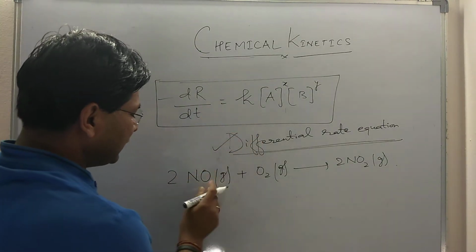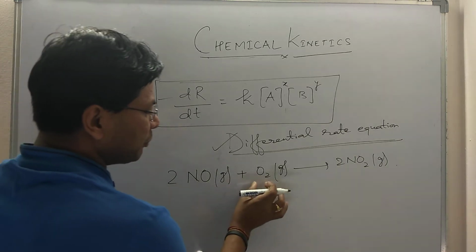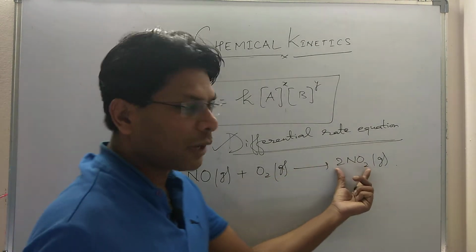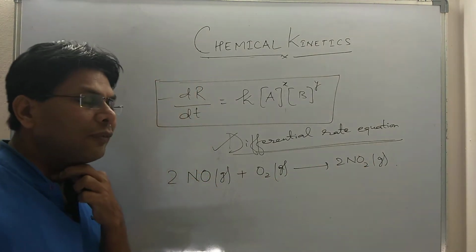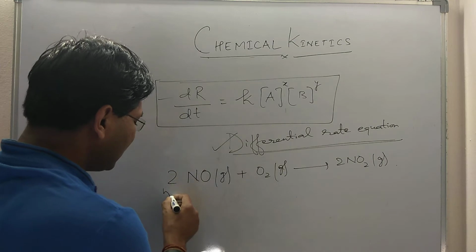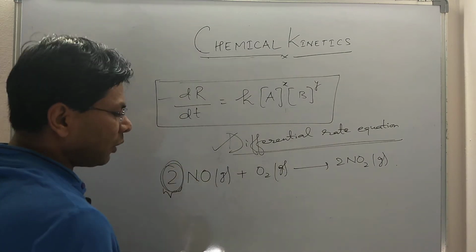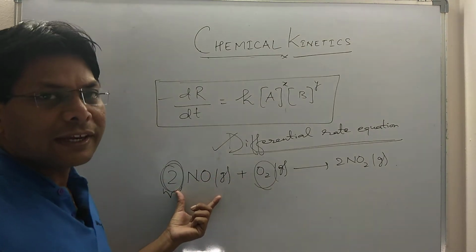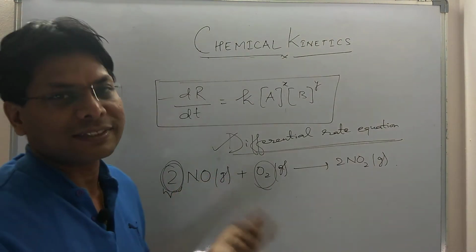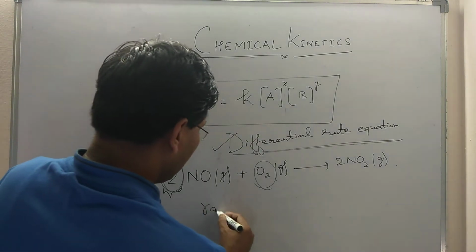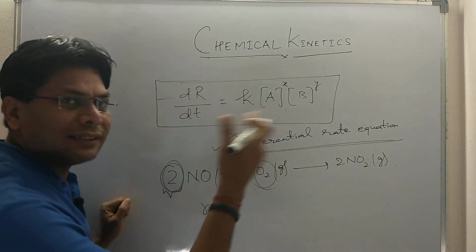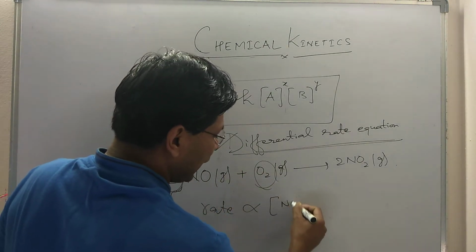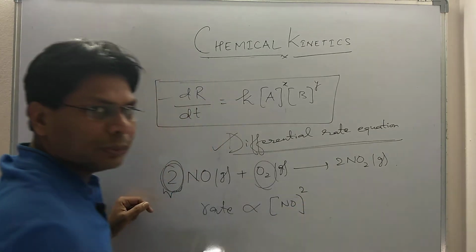So suppose we consider a reaction: 2NO gas plus O2 gas gives 2NO2 gas. So nitric oxide reacts with oxygen to form nitrogen dioxide. How will we determine whether the rate is dependent on the 2nd power of NO or the 1st power of O2? We have to keep one of the reactants constant, or take it in large excess. Suppose we take the concentration of O2 in large excess, then the reaction will be independent of O2. So rate will be directly proportional to NO concentration raised to the power 2.